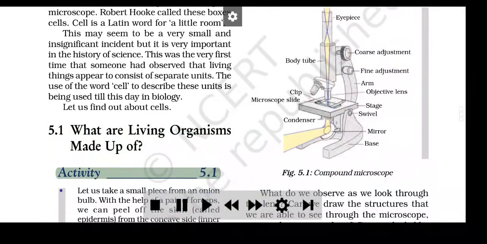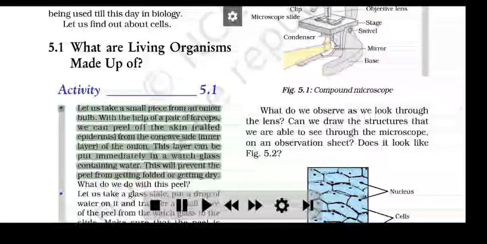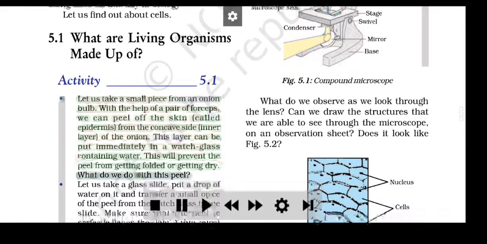Activity 5.1. Let us take a peel called epidermis from the concave side, inner layer of the onion. This layer can be put immediately in a watch glass containing water. This will prevent the peel from getting folded or getting dry. What do we do with this peel?